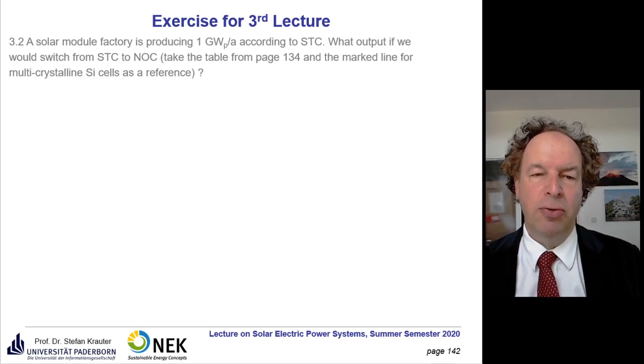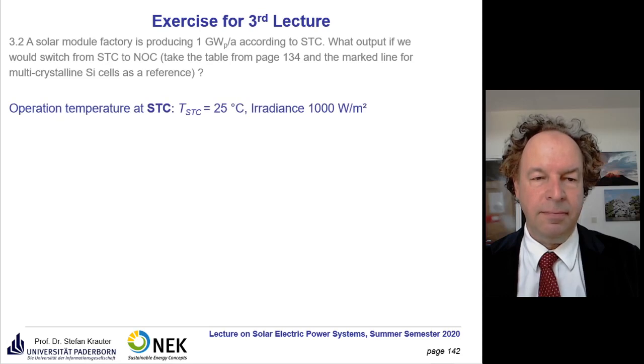production of solar modules per year, and we want to see how the output of that factory would change if you would use more realistic conditions, the nominal operating conditions, and for the temperature coefficient, we take multicrystalline silicon cells as a reference. Just a reminder, the operation condition at standard test conditions is 25 degrees Celsius of the cell, not of outer temperature, and the irradiance is 1000 watt per square meter.